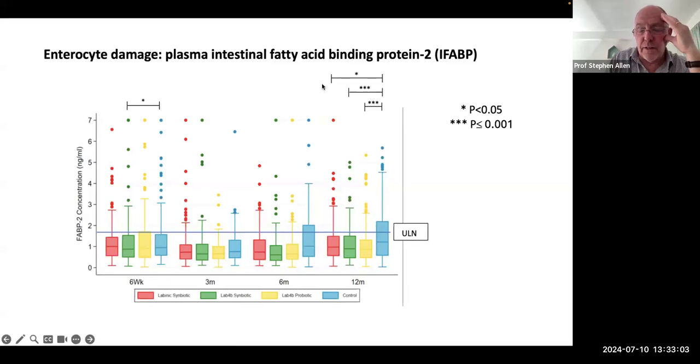And then intestinal fatty acid binding protein, this is the enzyme protein that leaks out of mucosal cells when they're under stress. Again, mainly normal values, which is good. This was the only marker of an early difference at 6 weeks, better off in the lab 4B symbiotic arm than the controls at 6 weeks, but that's probably borderline significance. But interestingly, we saw probable differences at 6 months, although not significantly different, but certainly different at 12 months. So less damage to the mucosa in the intervention arms, certainly at 12 months, than in the controls.